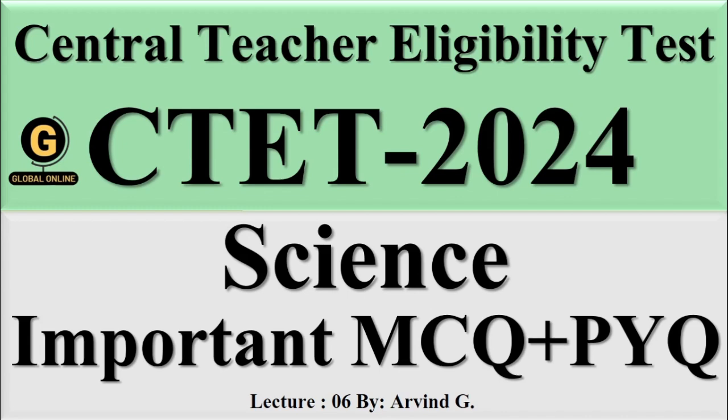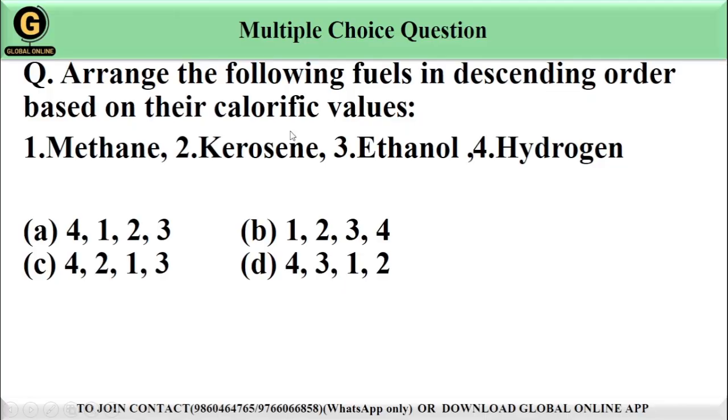Question is, arrange the following fuels in descending order based on their calorific values. Those fuels are methane, kerosene, ethanol and hydrogen. We have options 4123, 1234, 4213 and 4312.